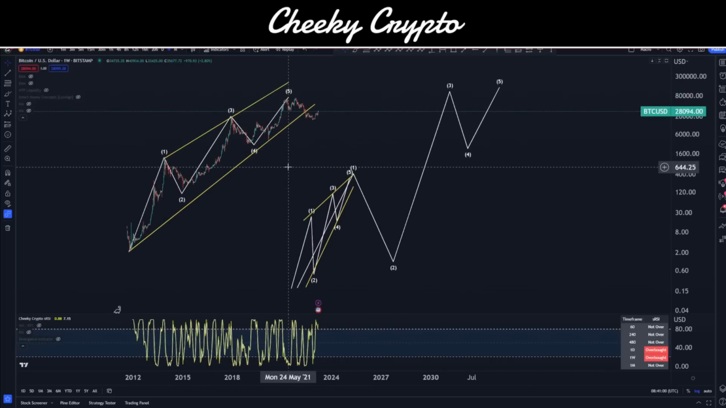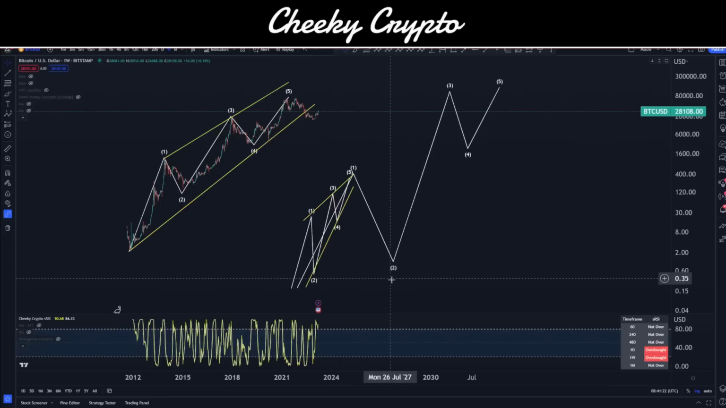So if I'm trying to make something fit, this is the only way I can make it fit, right? We know we're not impulsive. We know we're not a leading diagonal. We know that we're not expanding diagonals. We know that there's nothing else really going on here other than corrective structures outside of this potential bullish movement, right? So what would that mean?